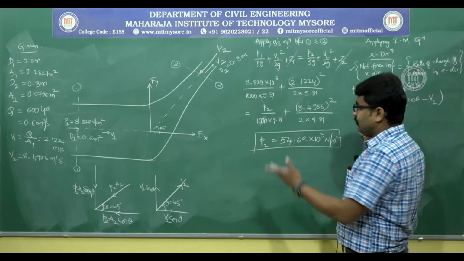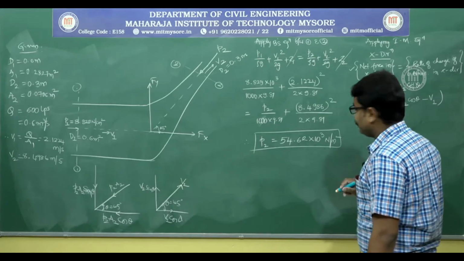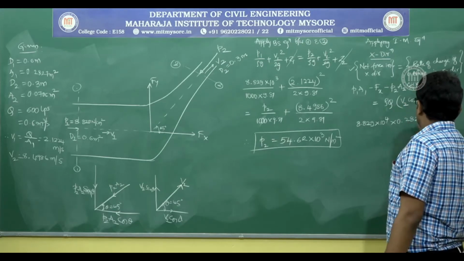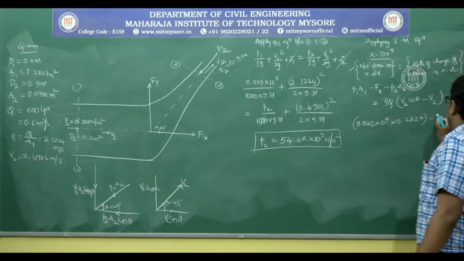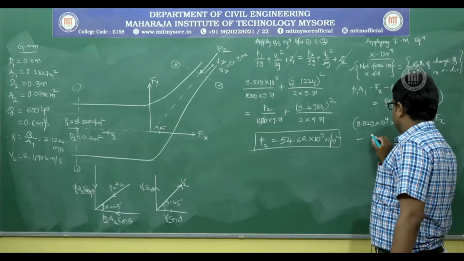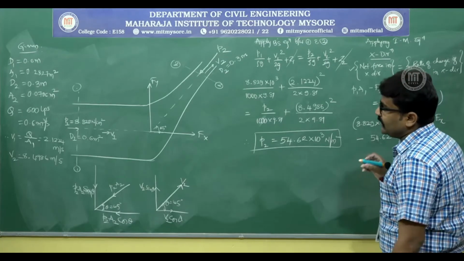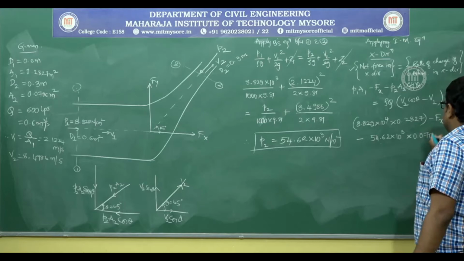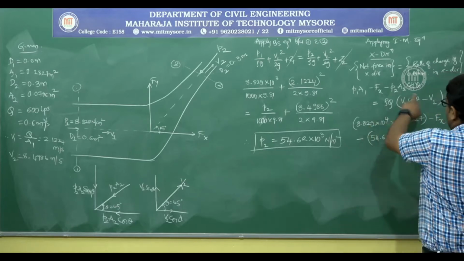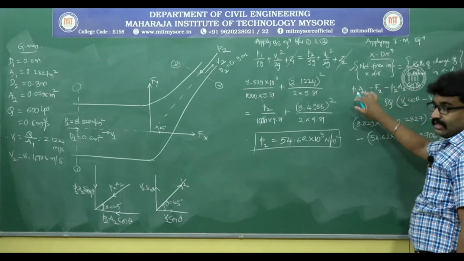Now P1, you know P1 to be equal to 8.829 into 10 power 4, into what is A? Area 1 is 0.2827. So this is P1 A1 minus Fx minus P2 A2 cos theta. What is P2? P2 you have found to be 54.62 into 10 power 3, into A2, which is 0.0706. P2 A2 cos theta, that means cos of 45. This is the left hand side.